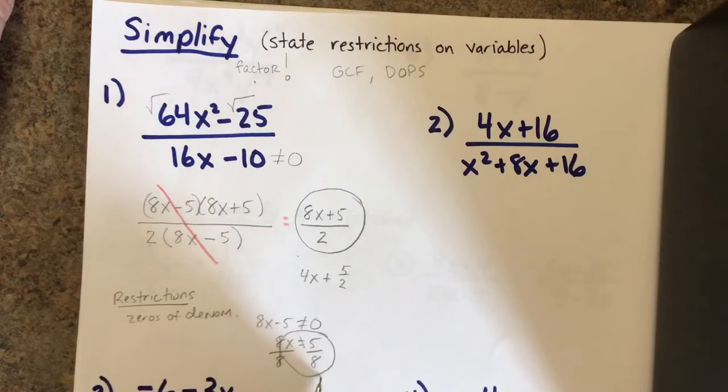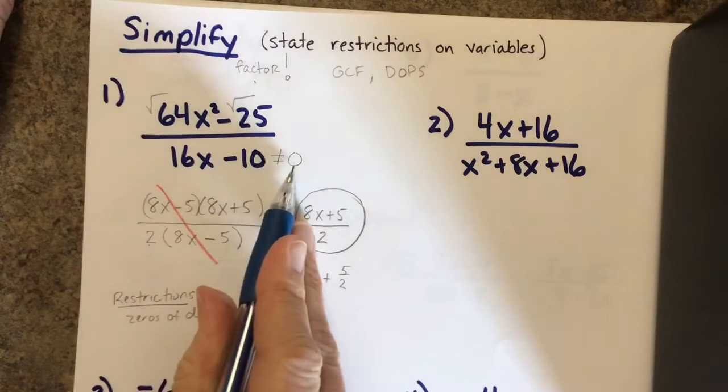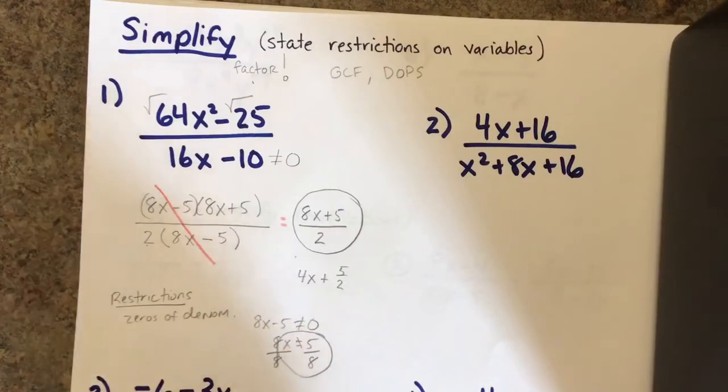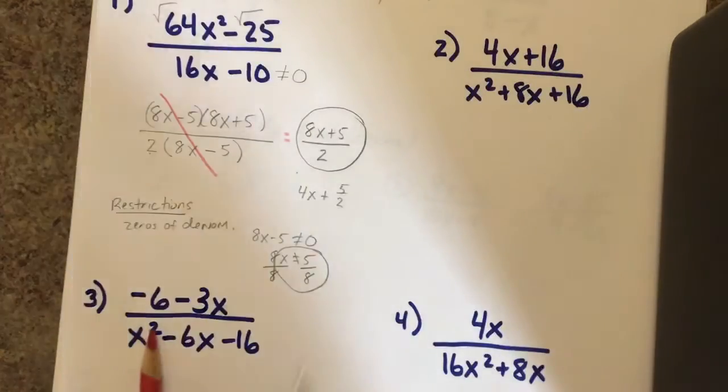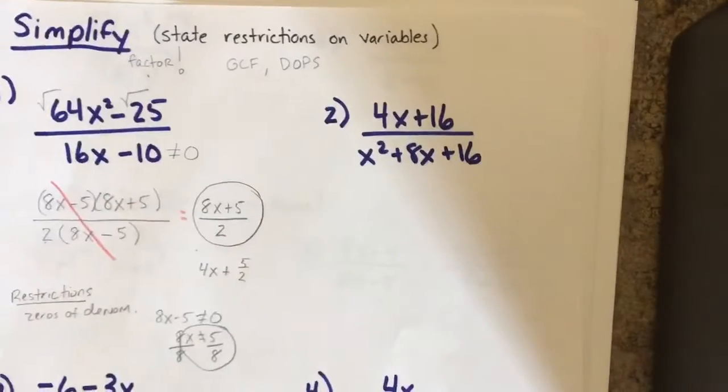X can't be 5/8 because 16 times 5/8 minus 10 is 0. Okay, so restrictions is going to be a number like 5/8 or -2 or 7/5 or something like that. Okay. First problem done. Second one.